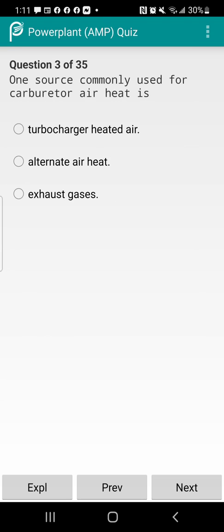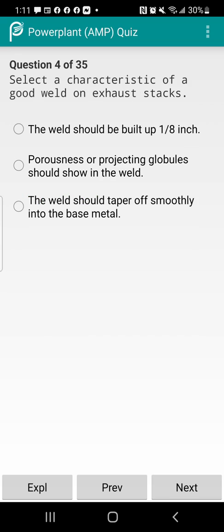One source commonly used for carburetor air heat is exhaust gas.